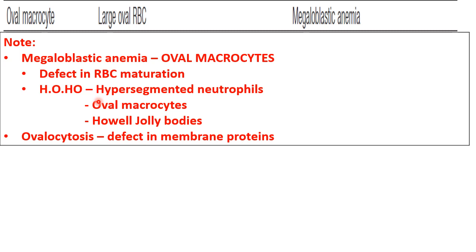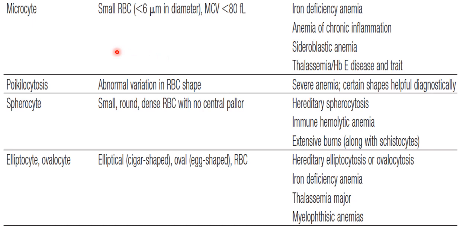Iba ang oval macrocyte from the simple ovalocyte. Okay? Simple ovalocyte can be caused by hereditary ovalocytosis, which is a defect in membrane proteins. Na i-discuss natin yan for later on. Okay, microcyte naman, mas mababa ang MCV, less than 80 femtoliter. Tandaan natin yung mnemonics na to, no? So, ang mnemonics natin para sa mga may microcytes is ATIS. A, for anemia of chronic inflammation. T, thalassemia. I, IDA. And S, sideroblastic anemia. So, ito yung madalas na may microcytes.